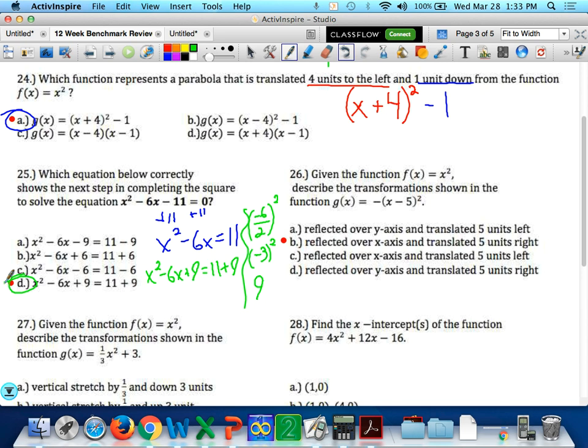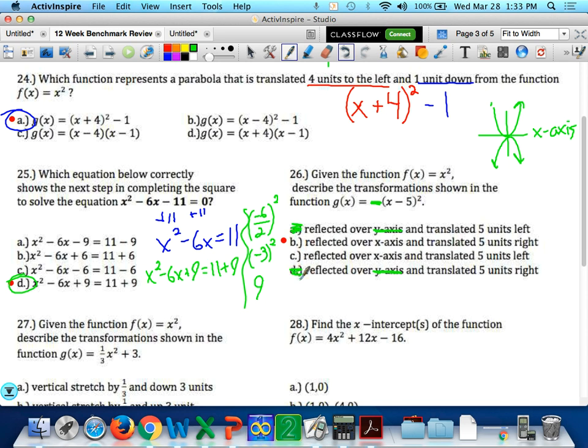Well, there's two things happening here. This negative sign popped up. Anytime we have a negative sign, it means it's going to take our parabola and flip it over the x-axis. We have never reflected over the y-axis. That's a tricky question. We always reflect over the x-axis. So that gets us down to just two options, because A is gone and D is gone.